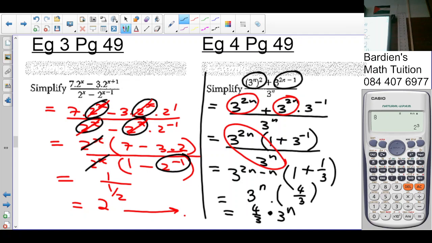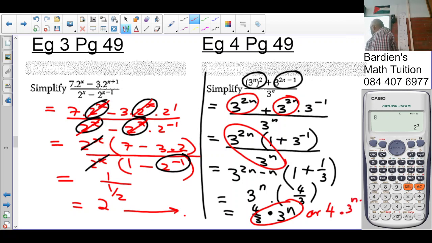Or it could have been written as, can you see here? This is as if I'm dividing those bases. When we're dividing, the bases are the same. What do you do to the exponents? Minus. So this could also be written as 4 times 3 to the n minus 1, because there's a 1 there. Either way, you'll get the full marks. Okay? Any confusion there?